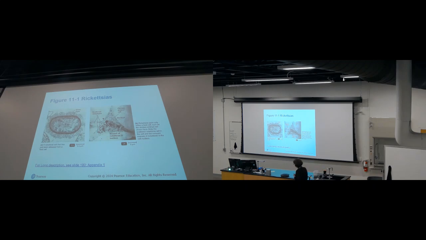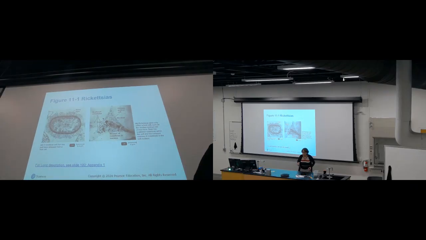And this is how these rickettsias look. This is a transmission electron micrograph. It's like a rod, and then they have this slime layer. It looks like a capsule, but it's a little bit more disorganized. So this is Rickettsia.